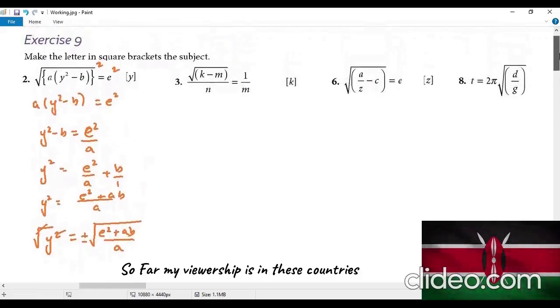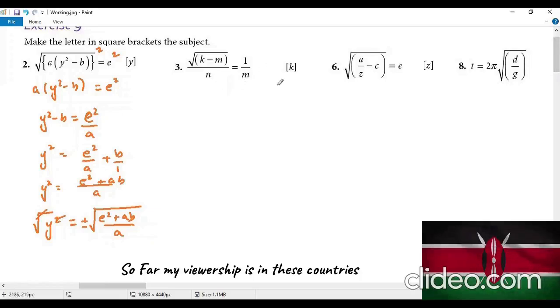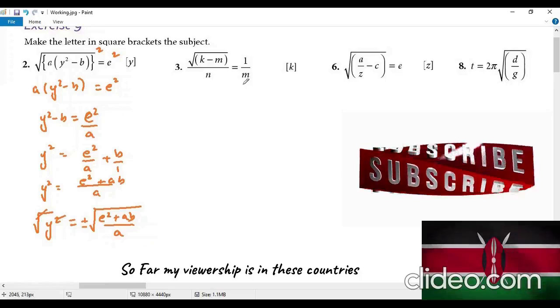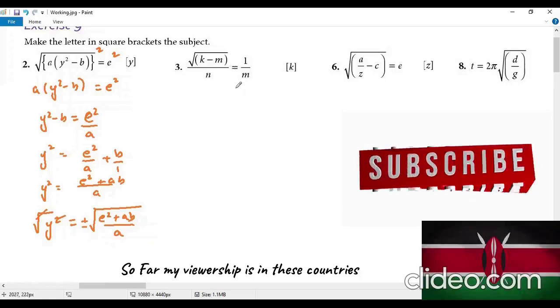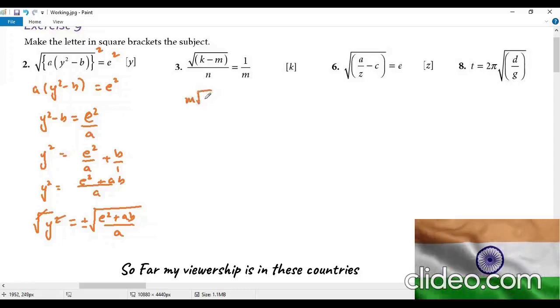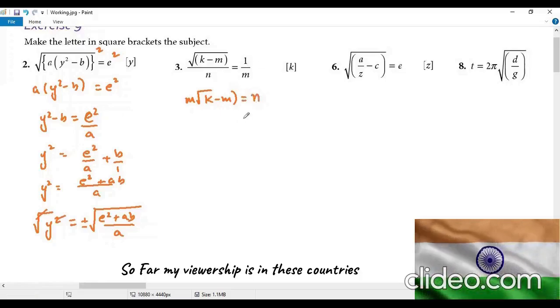Now comes question number 3, in which k has to be made a subject. So in here, as we have done before, as I told you, whenever you have fractions and you have an equal sign in between, you do the cross multiplication. So it's going to be m root k minus m, and n will be multiplied by 1 to give you n.